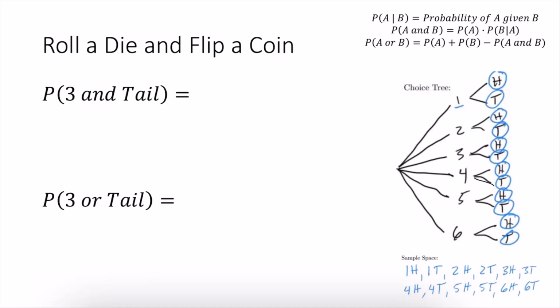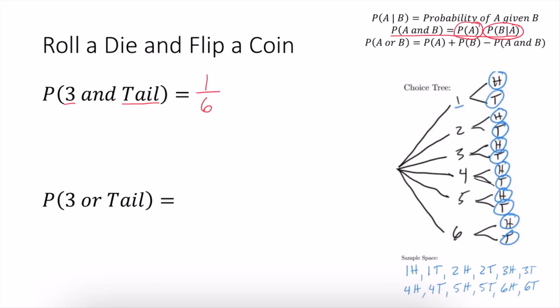So let's look at another example. And in this example, I want to show you guys why the formulas work. So in this situation, we are rolling a die and flipping a coin. And we want to find the probability of rolling a 3 and flipping a tail. So if we look at our AND formula, the way we're going to calculate this is we're going to find the probability of our first thing, which is rolling a 3. So that probability is 1 out of 6. And then we're going to multiply by the probability of getting a tail, assuming that we got a 3.